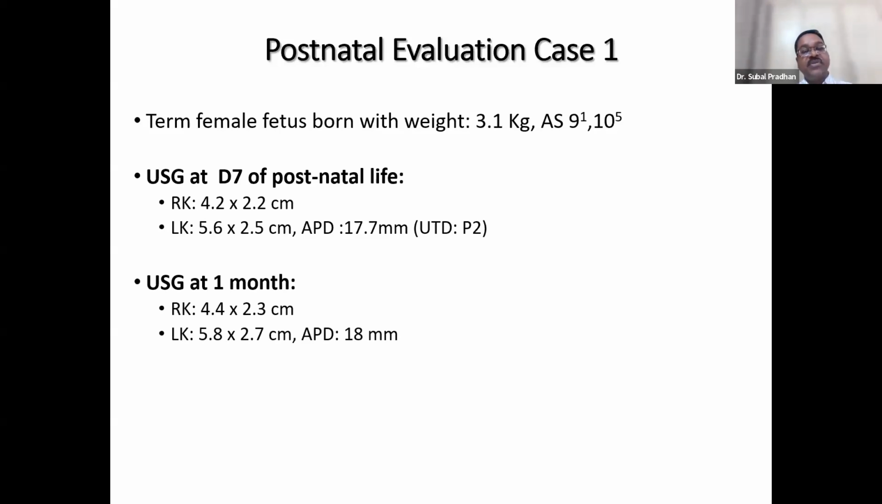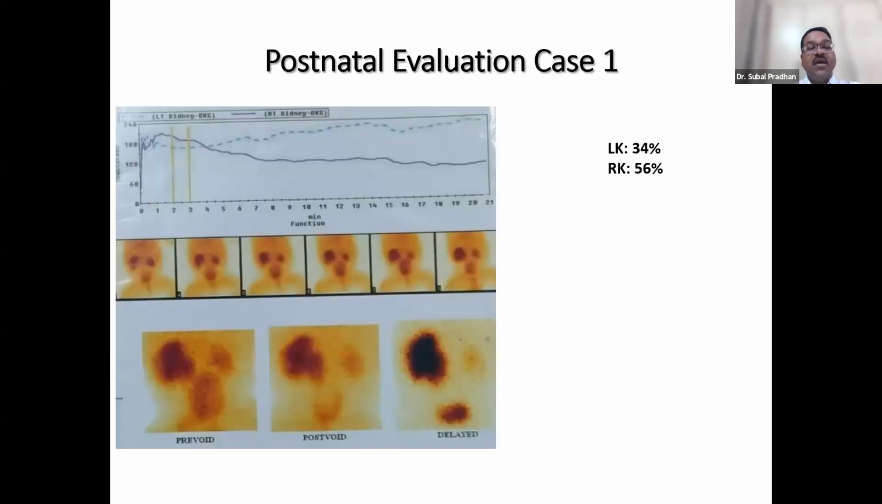So we did a VCUG that shows no VUR. So again, moving to look for obstruction, we did a DTPA scan, and you can see in the DTPA scan renograms, the red-green dotted line represents the left kidney and the violet line represents the right kidney, and there is an upward trend of the left kidney, showing significant obstruction. This is also reflected in the delayed image of the DTPA scan. There is significant retention of tracer, with differential function of the left kidney 34% and the right kidney 56%. So this is a case of significant obstruction, PUJ obstruction.